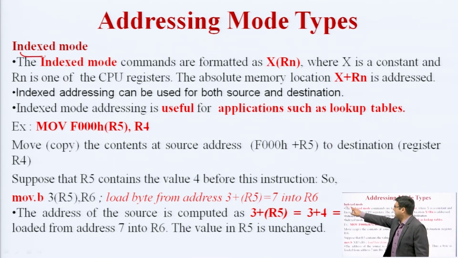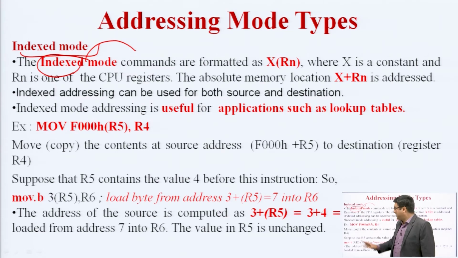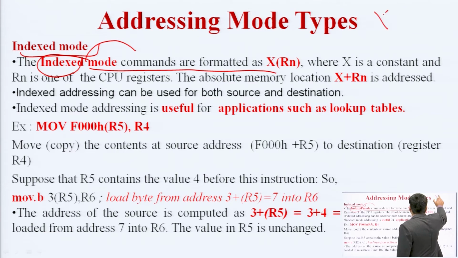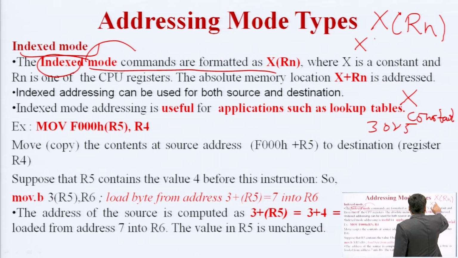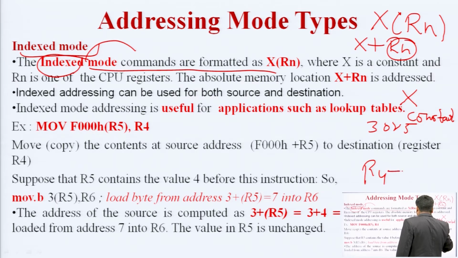The second one is the index addressing mode. Index means displacement, some constant value to be added to the source operand. The index addressing mode is formatted as X(Rn). What is the meaning? X is a constant. It may be a displacement, that means any displacement value, 3 or 5, etc. And it becomes X plus Rn. Rn is a general purpose register varying from R4 to R15, as we have discussed in our previous slide.